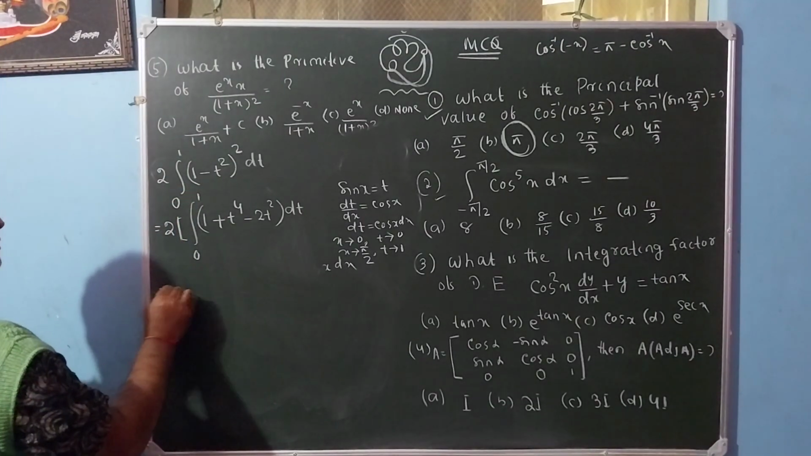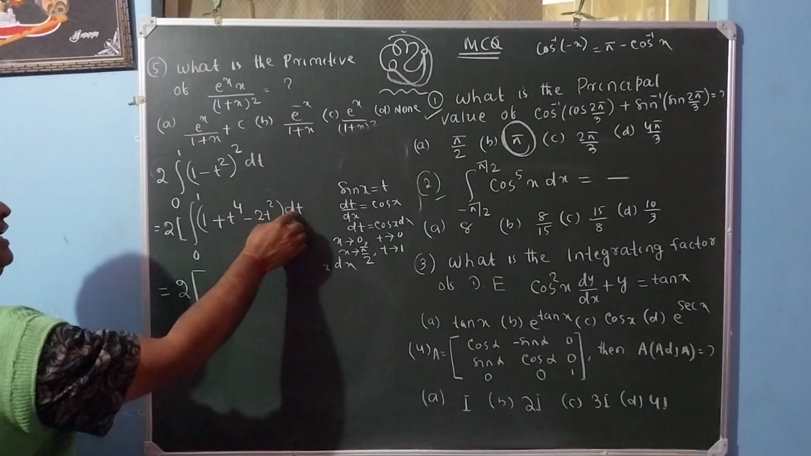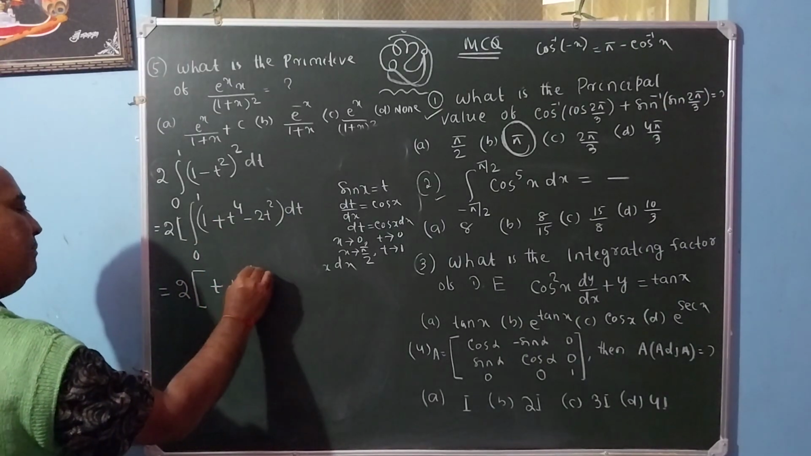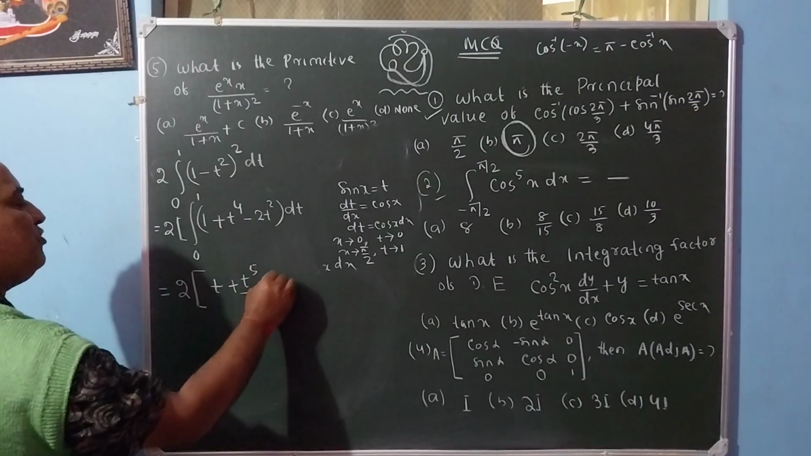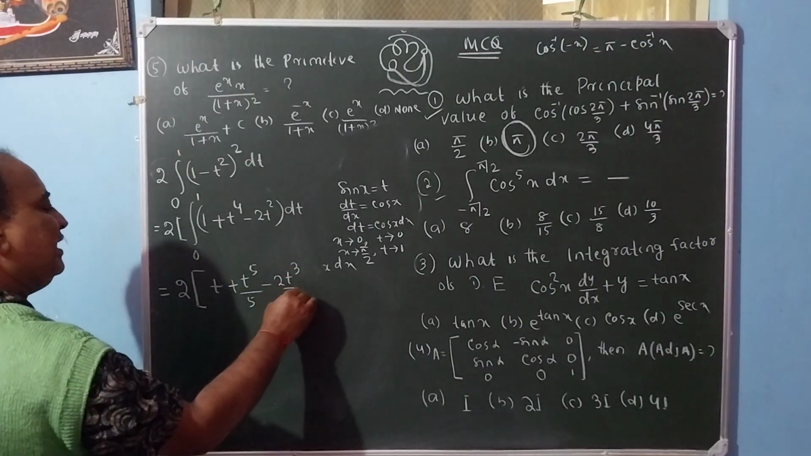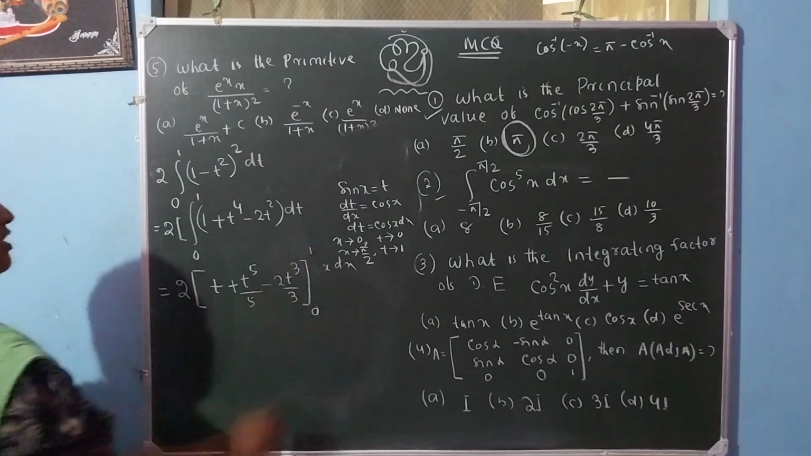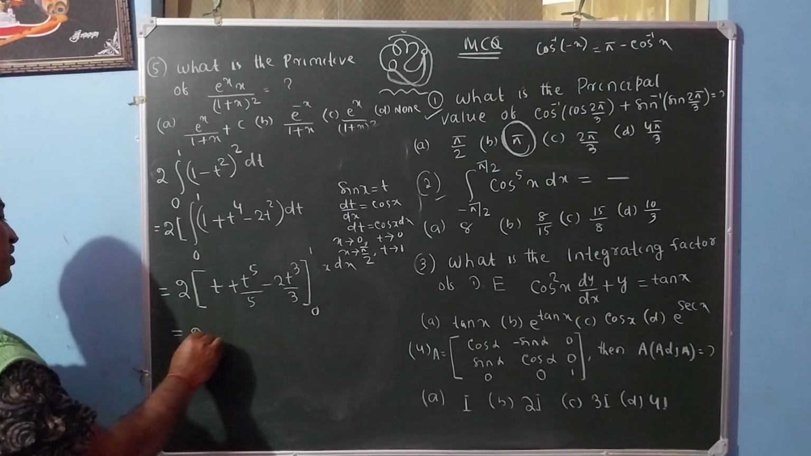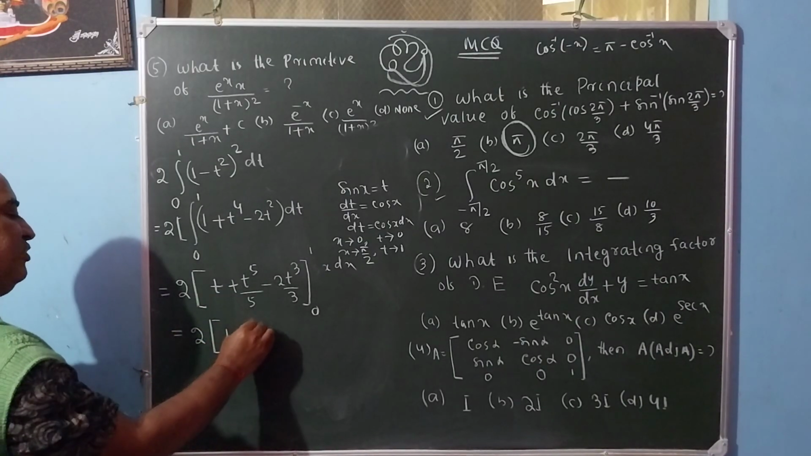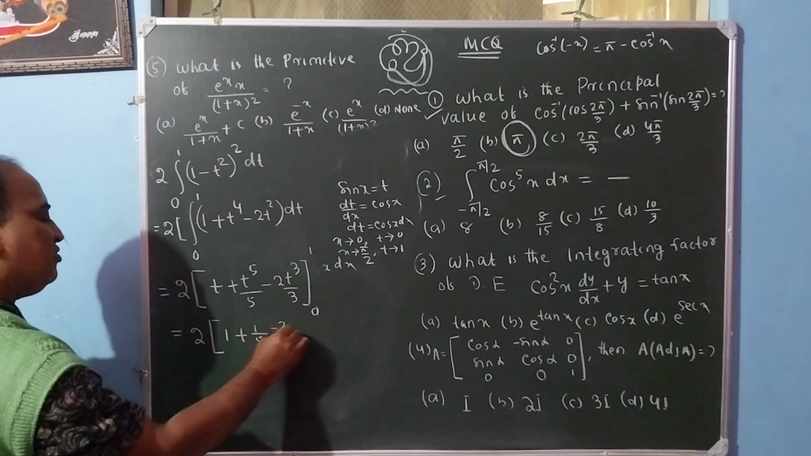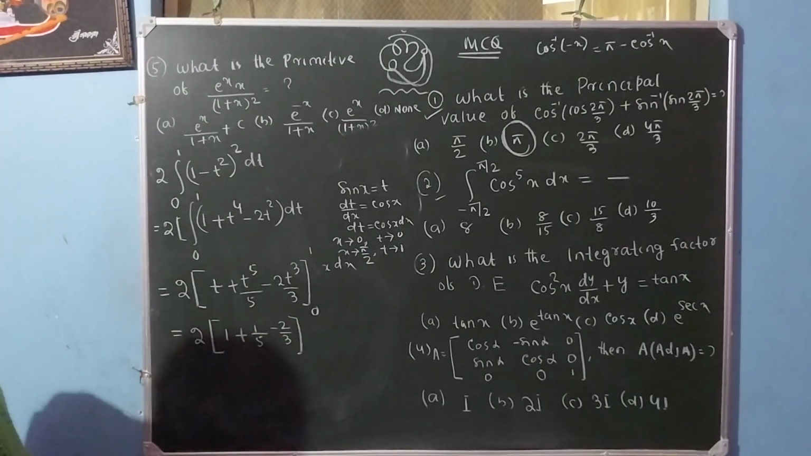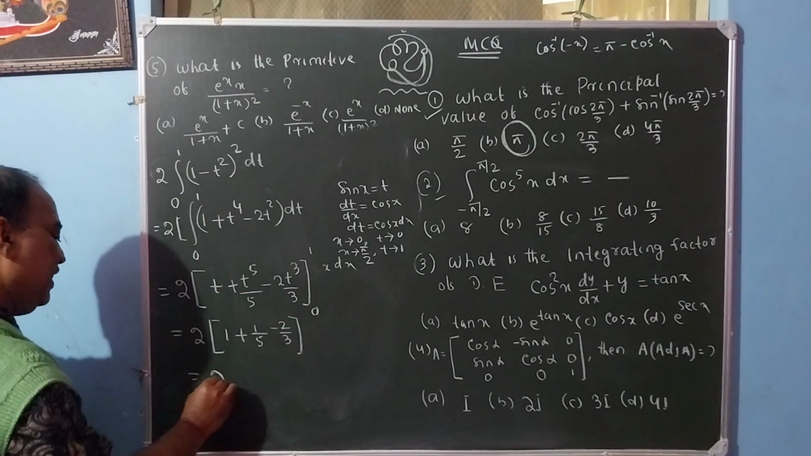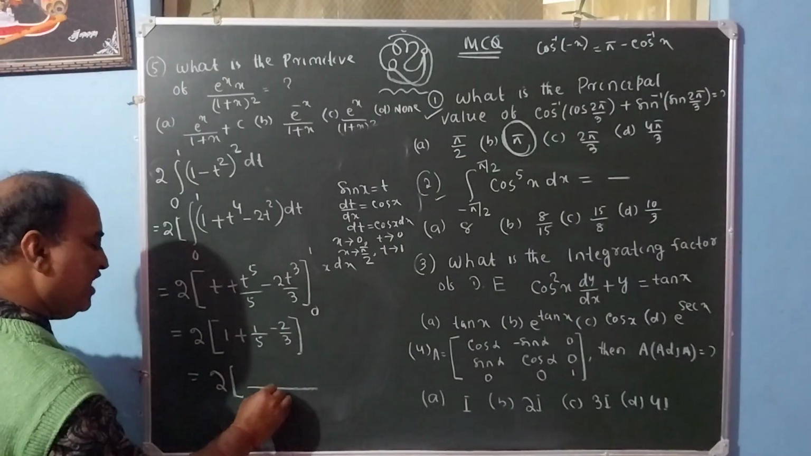So that can be written as 2 times, integrating, t plus t to the power 5 by 5 minus 2 t cube by 3, from 0 to 1. Now we have to put the upper limit minus the lower limit. So this is 1 plus 1 by 5 minus 2 by 3, because at the lower limit t is 0, it gives 0.